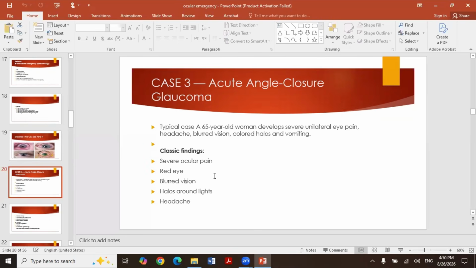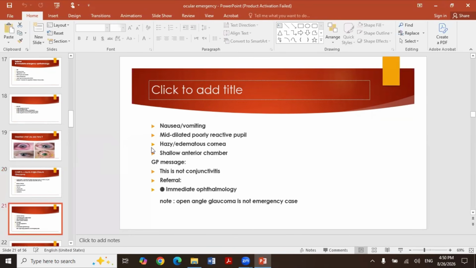So the findings: you will have severe ocular pain, red eye, blurry vision, halos around the light, and severe headache. Mostly there is nausea and vomiting, and the pupil is mid-dilated. This is very important, so always check the pupil. Normally it's round, regular, with response. Here it's a dilated pupil, so it's not the normal size. It's poorly reactive to light. If you shine the light, it doesn't constrict, and the cornea is hazy and edematous. Now we will show pictures, and the anterior chamber is shallow.